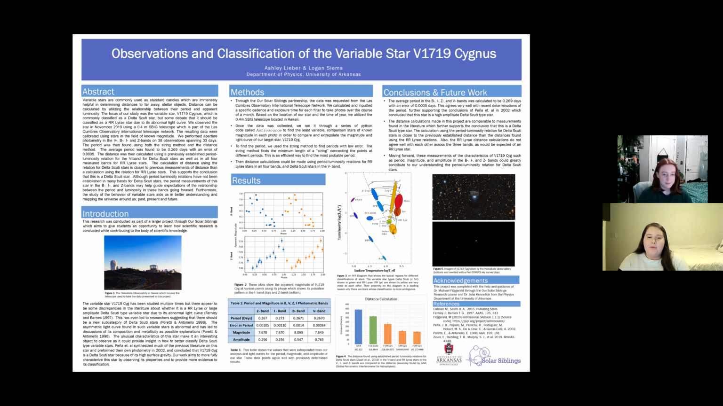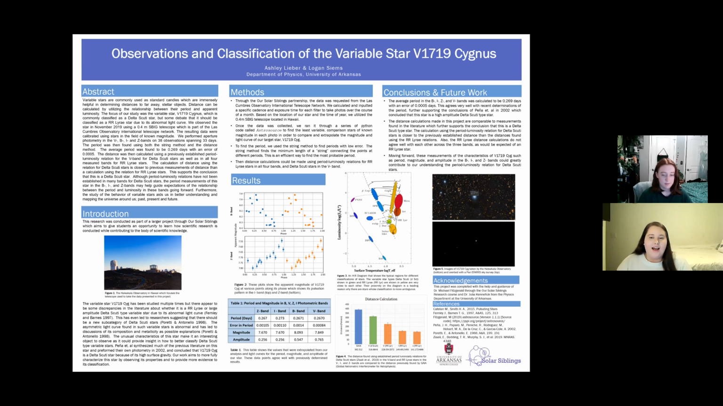Yeah, so through the help of our mentor, we were able to partner with the Our Solar Siblings project based out of Australia. Through this, we were given access to the Las Cumbres International Telescope Network. We were able to put in our parameters for our star and to remotely request data from a telescope. Based on the location of our star in the sky and the time of year, we used the 0.4 meter telescope located in Hawaii, shown there in Figure 1. We took our data starting in November of 2019 all the way up until March of 2020.